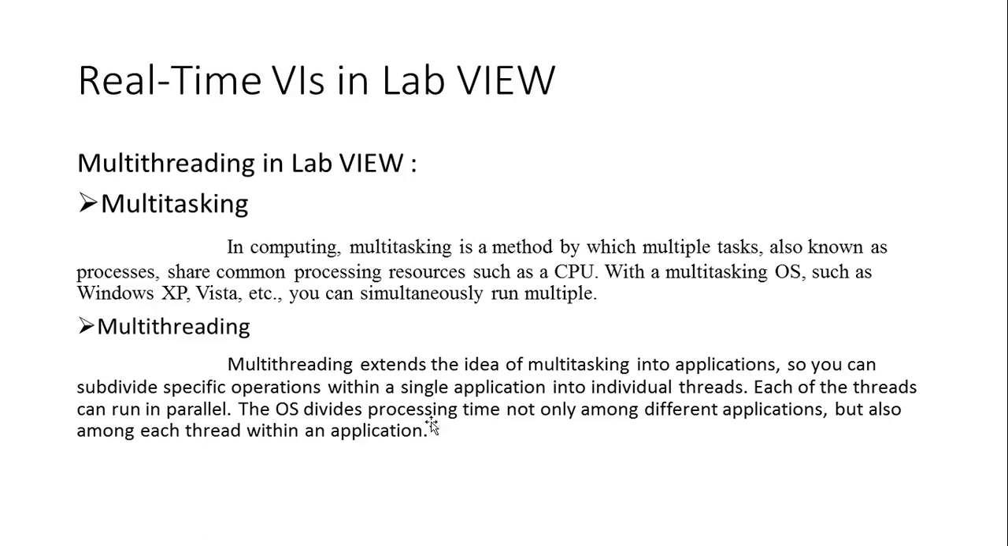What is meant by multi-threading? Multi-threading extends the idea of multitasking to applications, so we can subdivide specific operations within a single application into individual threads. Each of the threads can run in parallel. The OS divides the processing time not only among different applications, but also among each thread within the applications. In a multi-threaded National Instruments LabVIEW program, an example might be divided into 4 threads: a user interface thread, a data acquisition thread, a network communication thread, and a logging thread. You can prioritize each of these so that each operates independently. Thus, in multi-threaded applications, multiple tasks can progress in parallel with other applications that are running on the system.